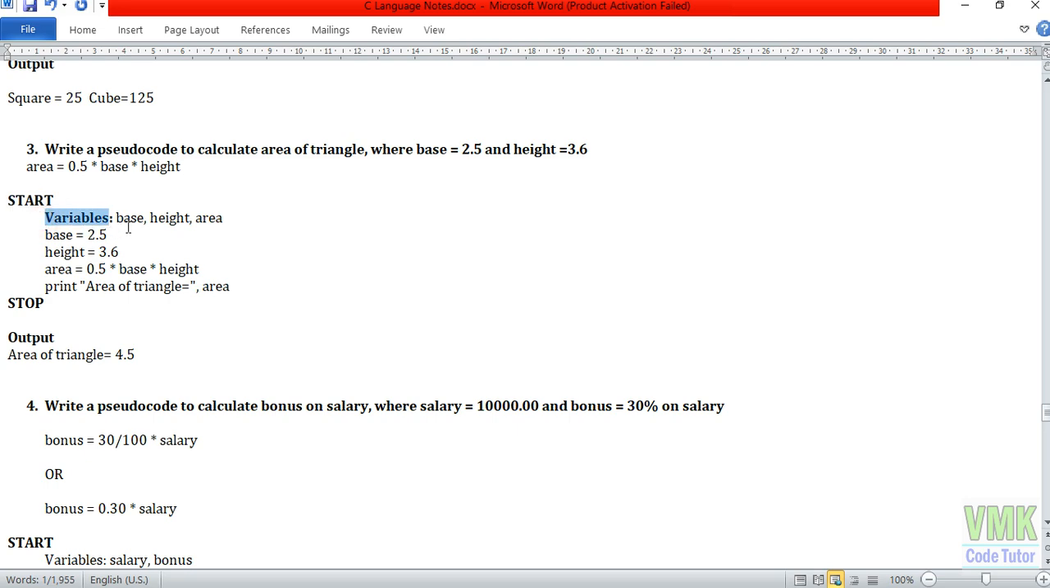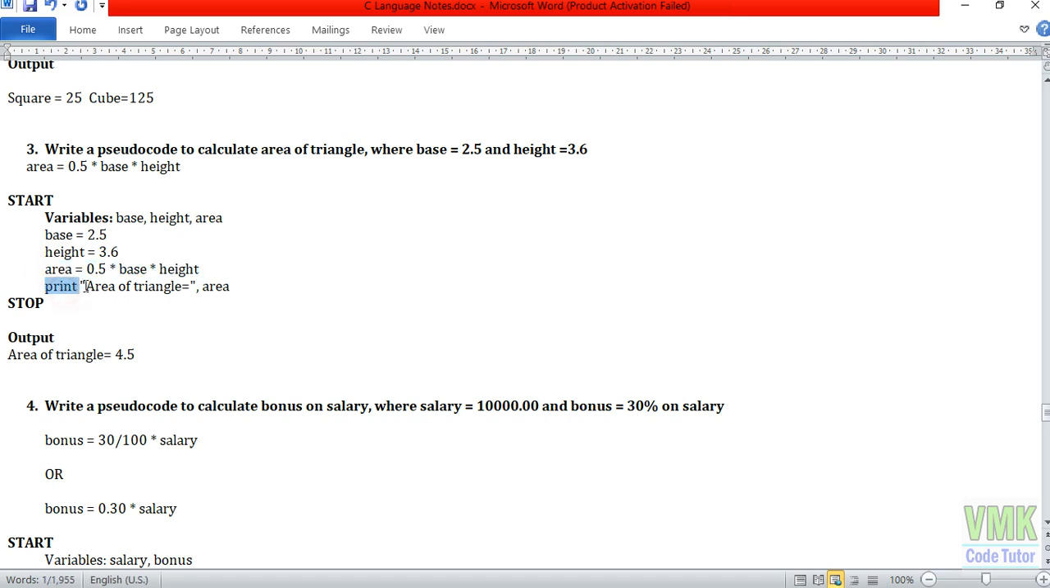How many variables are required? Base, height and area. Now out of these three variables, to which variables do you have to store the values? Base and height, and you have to calculate area. Therefore I am storing the values: base is equal to 2.5, height is equal to 3.6 as given in the problem. If you want you can take your own values also, there is no problem. So first of all create the variables, then store the values into the variables, then calculate area is equal to half into base into height. Now we are calculating this particular area.